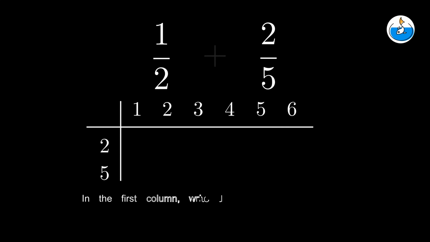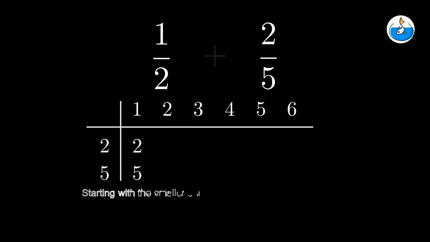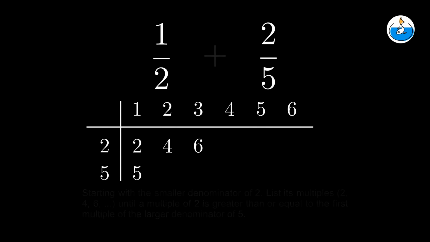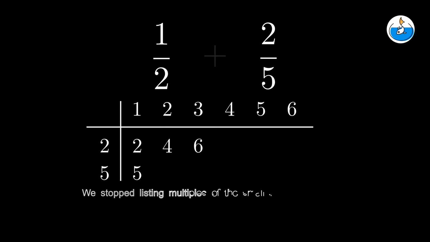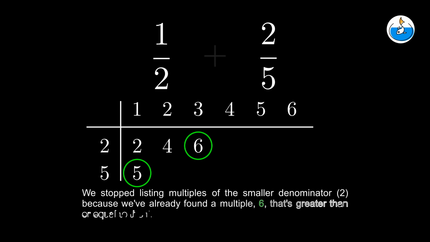In the first column, write the first multiples of both denominators as shown. Starting with the smaller denominator of 2, list its multiples until a multiple of 2 is greater than or equal to the first multiple of the larger denominator of 5. We stop listing multiples of the smaller denominator 2, because we've already found a multiple 6 that's greater than or equal to the first multiple 5 of the larger denominator.